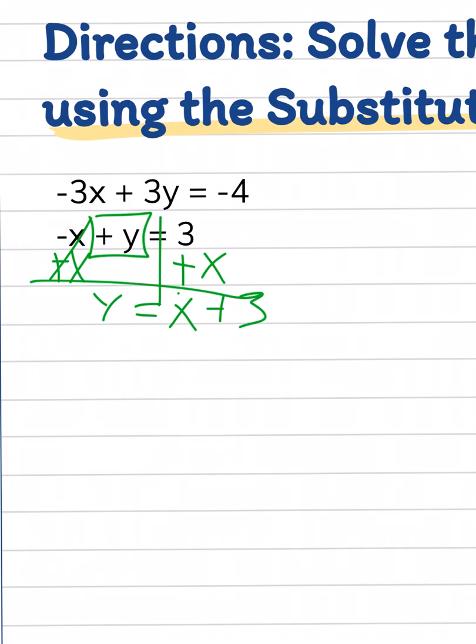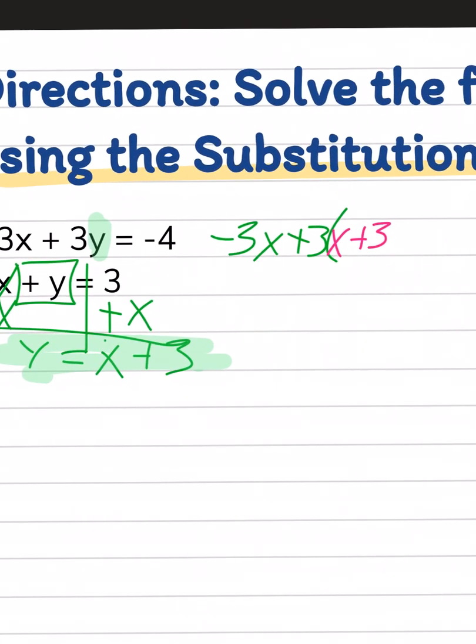All right, now we need to take that and plug that in for y. So I'm going to rewrite it off to the side. Negative 3x plus, in parentheses, x plus 3, equals negative 4. We have parentheses, right? We don't like parentheses. We need to distribute.